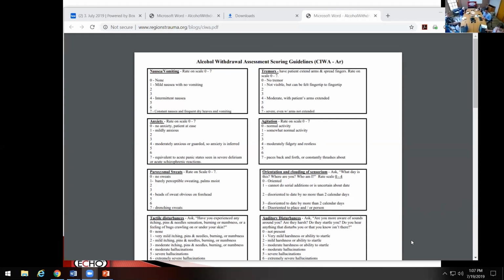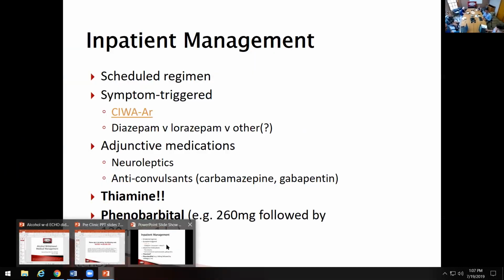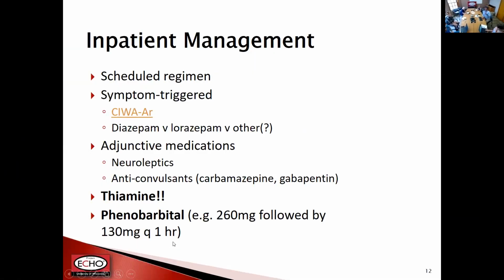And in inpatient settings, most typically benzodiazepines, though we're starting to see a bit more use of alternatives such as gabapentin and phenobarbital that I'll be talking about a little bit more on this slide.